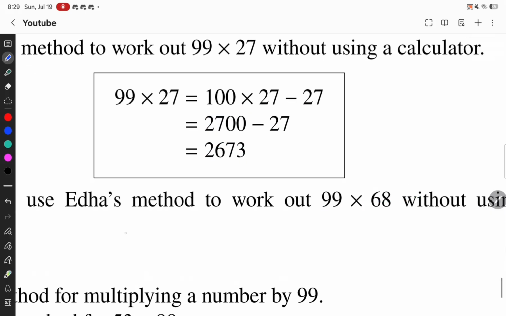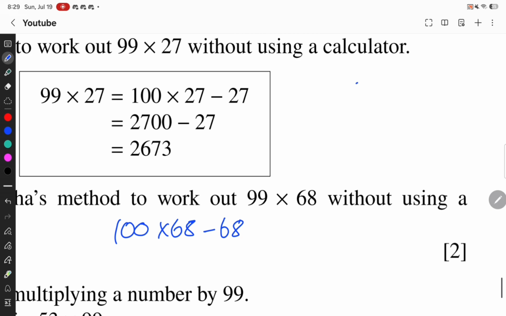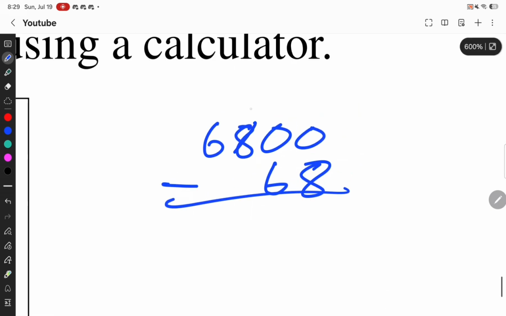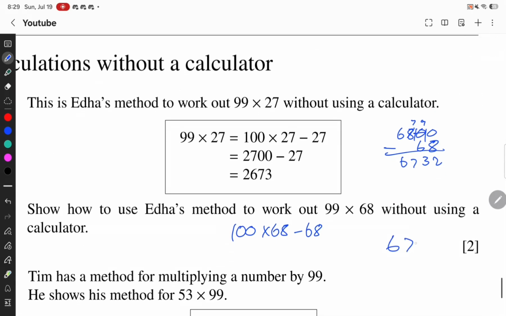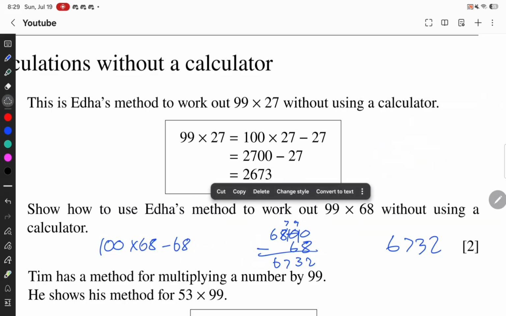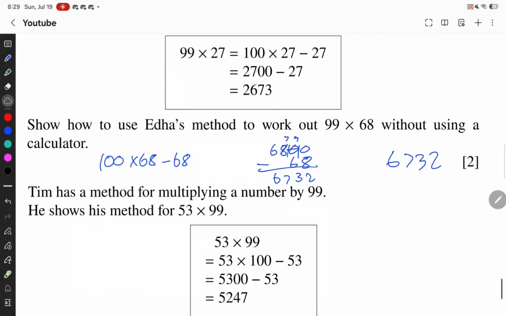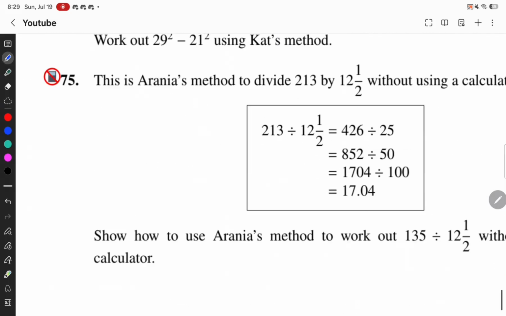This is 99 times 68, which equals 100 times 68 minus 68 itself. So you get 6800 minus 68. We get 6732. This is our answer. You have to show your working. I will have 1 mark for your working and 1 mark for the correct answer. Remember. And this is how you can do the remaining.